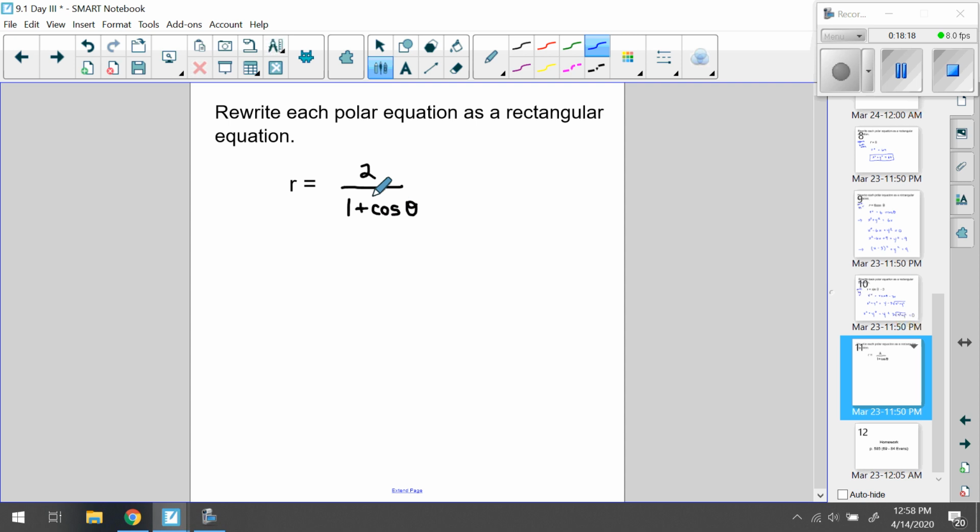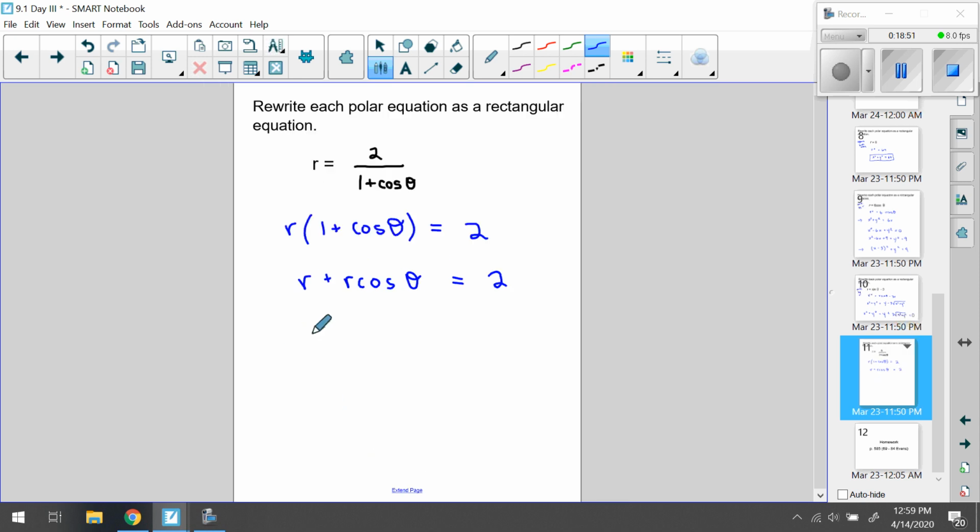My thought on this one is, before I entertain either of those ideas, maybe just go ahead and multiply the 1 plus cosine over to the other side. And when I do that, I get r times the quantity 1 plus cosine theta equals 2. Then if I distribute, I get r plus r cosine theta. And I think we might recognize that we don't even have to multiply both sides by r or square both sides. I think this is already in a form where I could go ahead and make those substitutions, and that's going to put me in a good place.